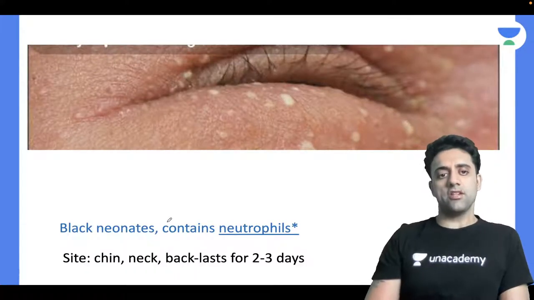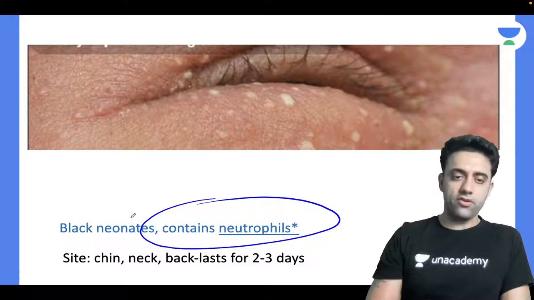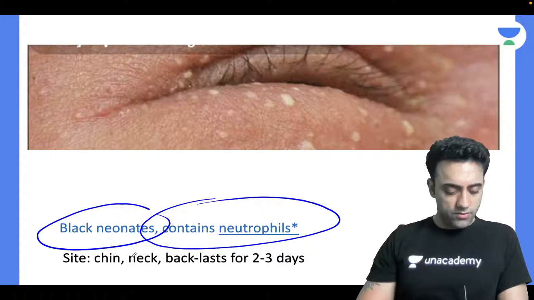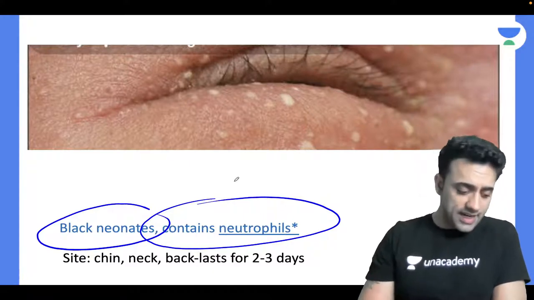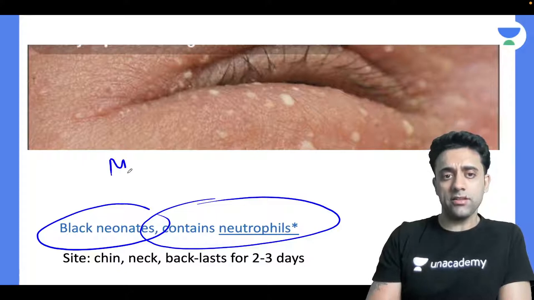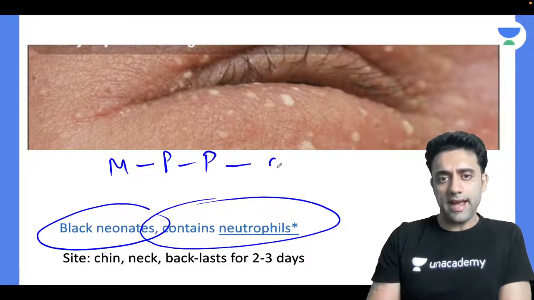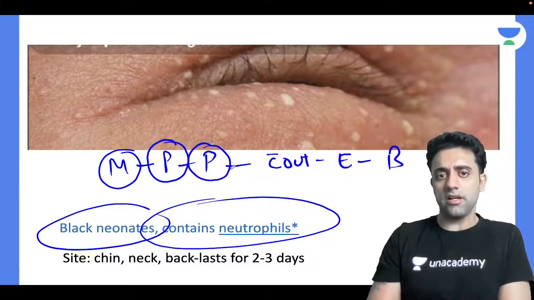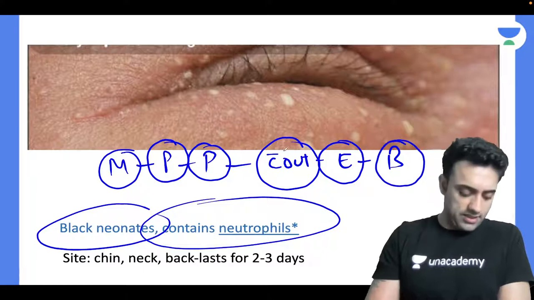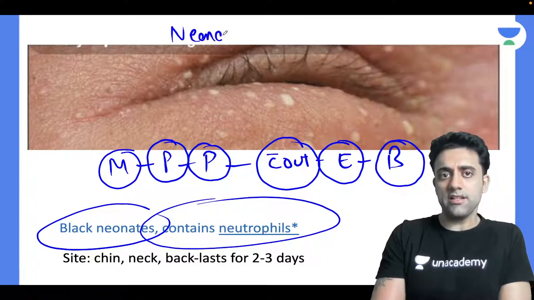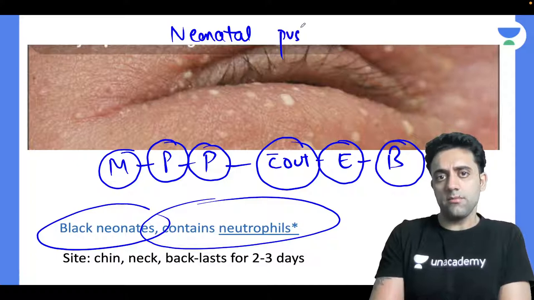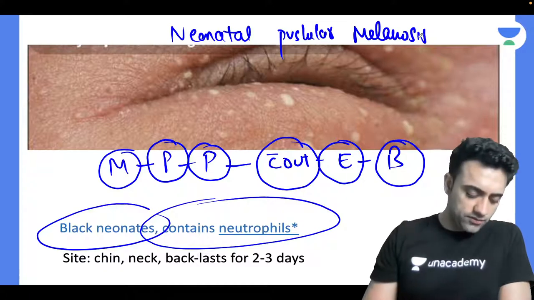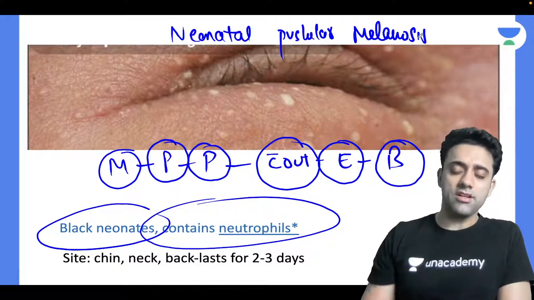What is the name of this rash, which contains neutrophils, which is in black neonates? What do you think, anyone? What is the name of this rash? This is nothing but maculopapular pustular rash without an erythematous base. This is known as neonatal pustular melanosis. That you should know. This is also one of the conditions in a newborn which looks abnormal but is normal.